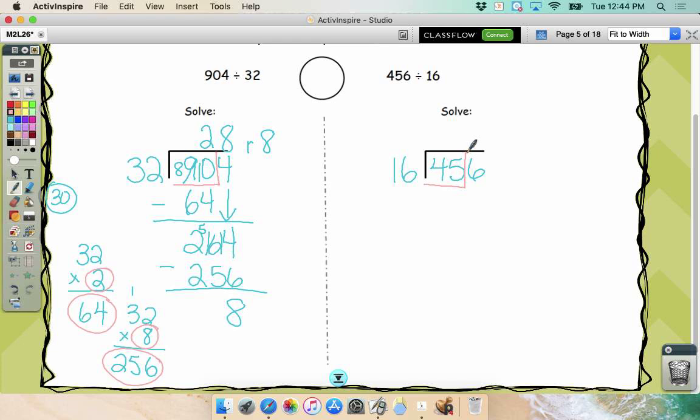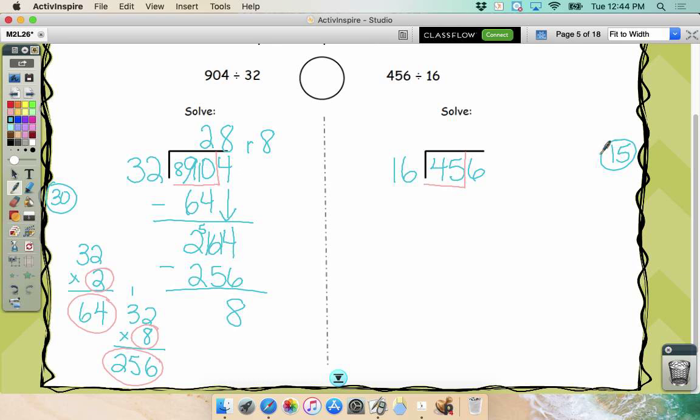Okay? Now, what's my next step? Round it. I could round it to 20, but what number is closer than 20? 15. So I'm going to write a 15. I'm going to think 15, and I'm going to use 16. I'm getting pretty good at my 15s, are you? 15, 30, 45. What comes next?